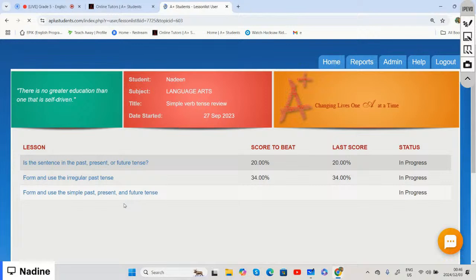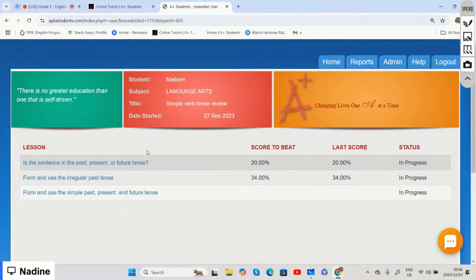All right, so we're going to end just there. The other two lessons we will do in our next lesson, or our next session. But for now, we did simple verb tense review, and with our simple verb tense review, we said that when it comes to verb tenses, we have our different tenses, which is either verbs in the present tense, verbs in the past tense, or verbs in the future tense.